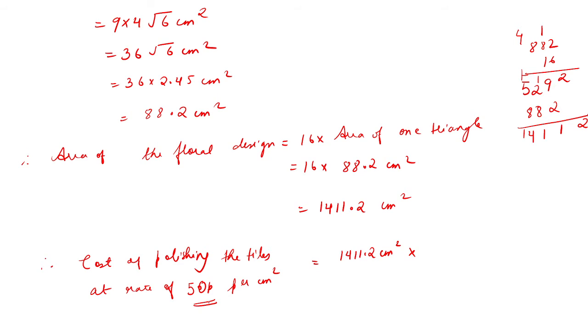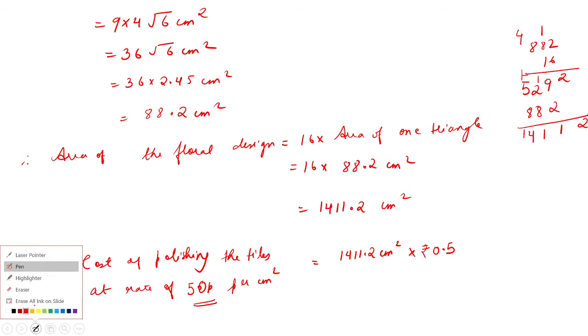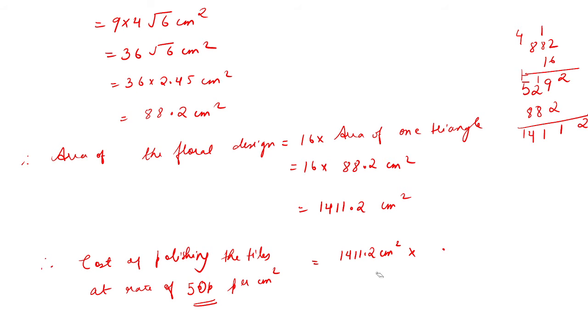50 paise. Now you see, try to think in terms of modern terms, or you can write this as 50 paise, or else should I write this as rupees 0.5? Because nowadays, whenever you buy something, we make use of rupees, not paise. Or else you can write this as 50 by 100 rupees. Clear? So 50 paise per centimeter square.